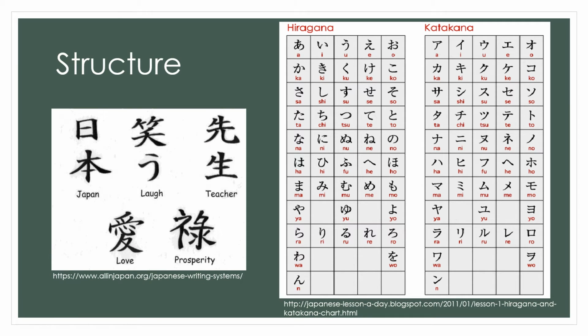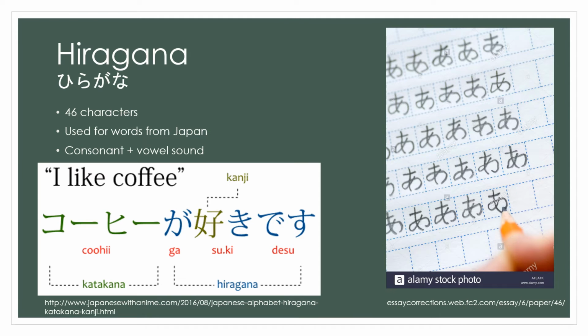There are 3 alphabets in the Japanese language, but there are only 5 vowel sounds. These vowel sounds are a, i, u, e, and o. The first of the 3 alphabets is hiragana. Hiragana has 46 different characters, and you use hiragana for words from Japan. And it always has a consonant followed by a vowel sound, like ma or na or ko.